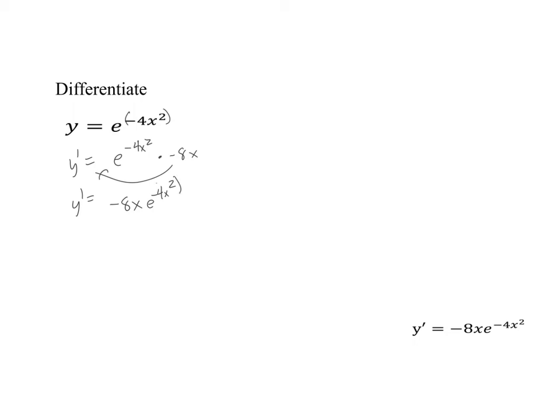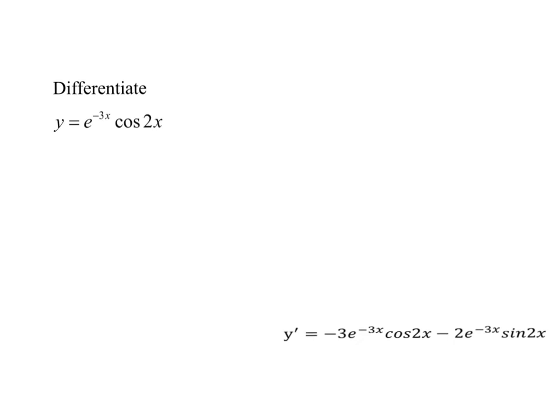If you wanted to put that in brackets, you can. If you want to separate the 8x from the e with a dot, that's fine. Some people would put brackets around it. It's totally up to you. That doesn't really matter too much in how you write that. Everything's being multiplied. So if you look at my answer in the bottom corner, we have negative 8 times x times e to the negative 4x squared.